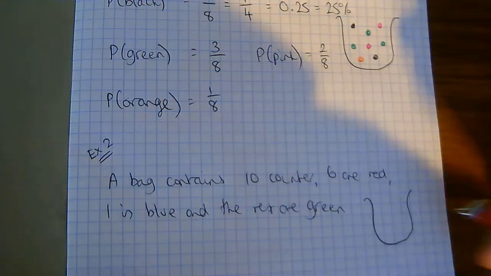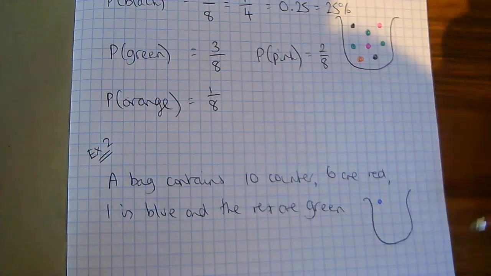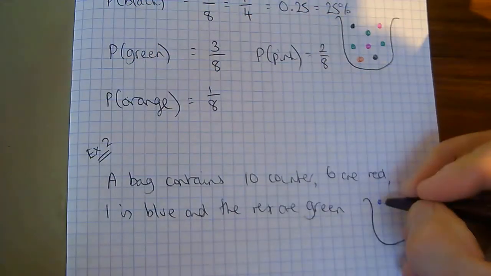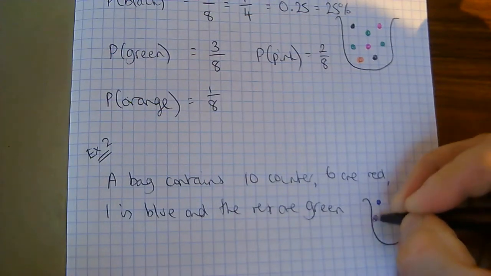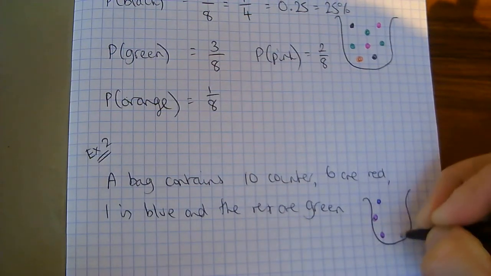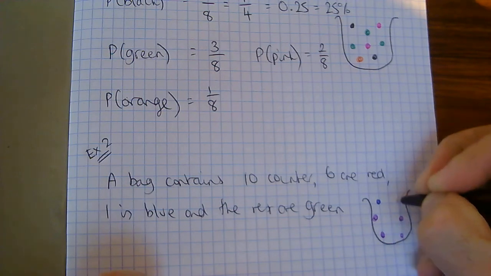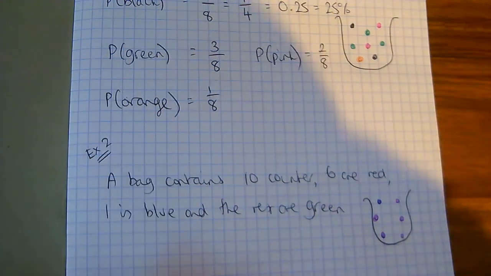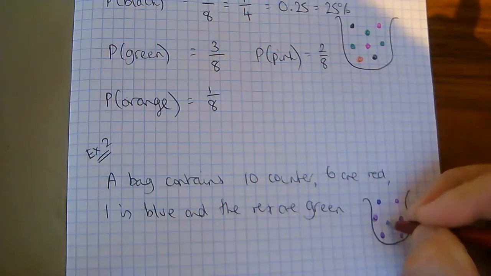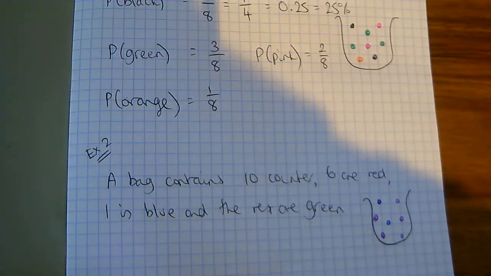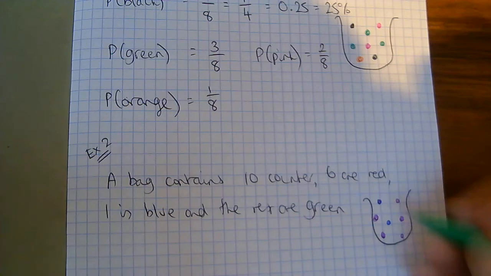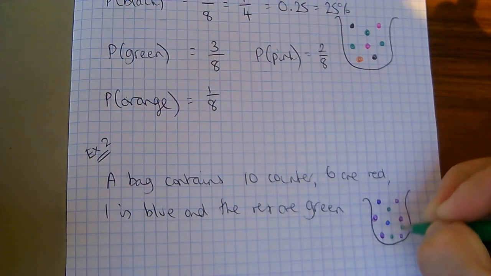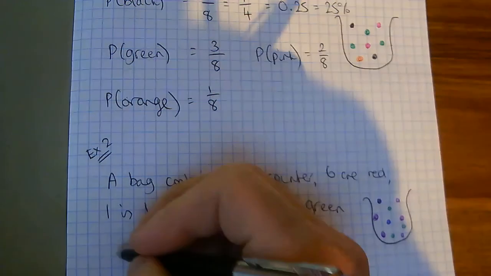Now I know that we've got 6 red counters. I've got 1 blue counter, and the rest are green. Well, you're going to have to work out how many are green. I've got 7 there altogether. I've got 10 altogether, so I know I've got 3. And drawing the picture may well help you.